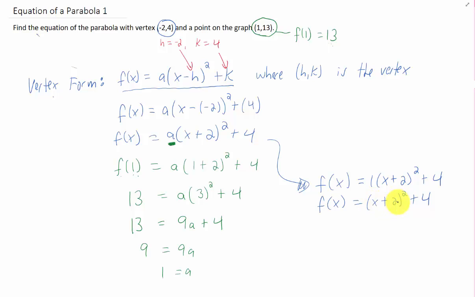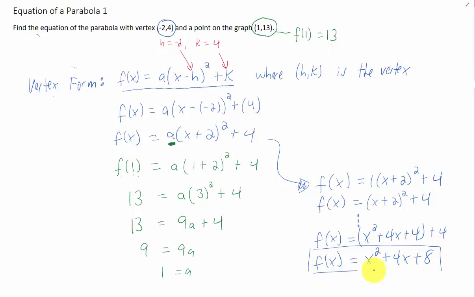We could also FOIL this term out, and I'm running out of room, but if we happen to want to FOIL this out, we would get x squared plus 4x plus 4, and then this other plus 4 would carry down, and we would get another form for our parabola, x squared plus 4x plus 8. Now, either one of these answers is perfectly fine, but I just wanted to show you that you could write the answer two different ways.